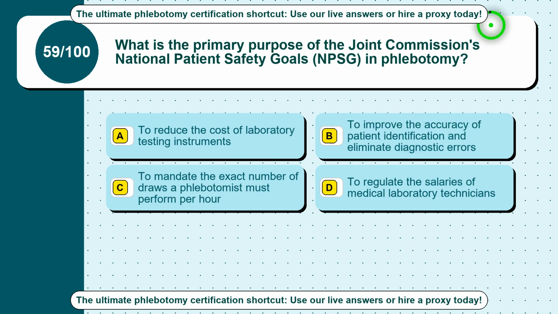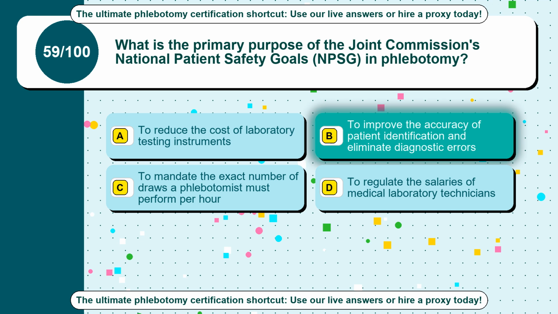Question 59. What is the primary purpose of the Joint Commission's National Patient Safety Goals, NPSG, in phlebotomy? Option A. To reduce the cost of laboratory testing instruments. Option B. To improve the accuracy of patient identification and eliminate diagnostic errors. Option C. To mandate the exact number of draws a phlebotomist must perform per hour. Option D. To regulate the salaries of medical laboratory technicians.